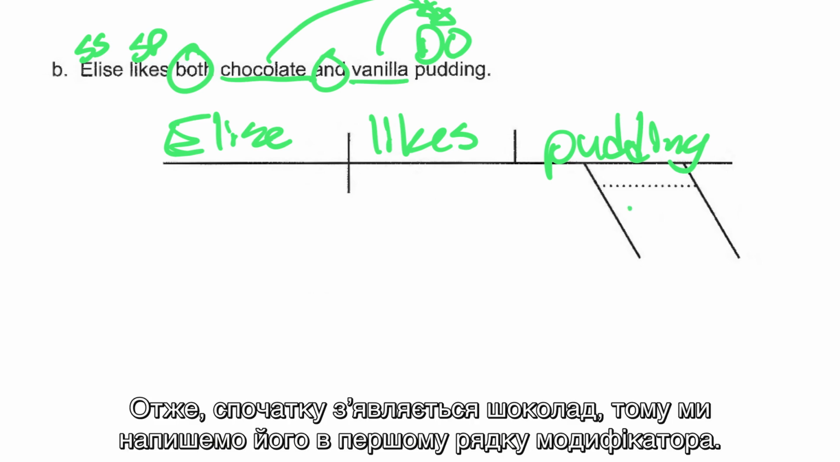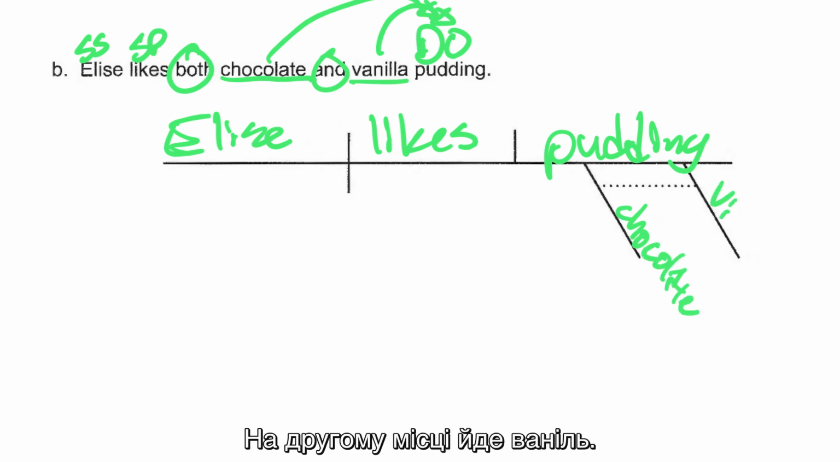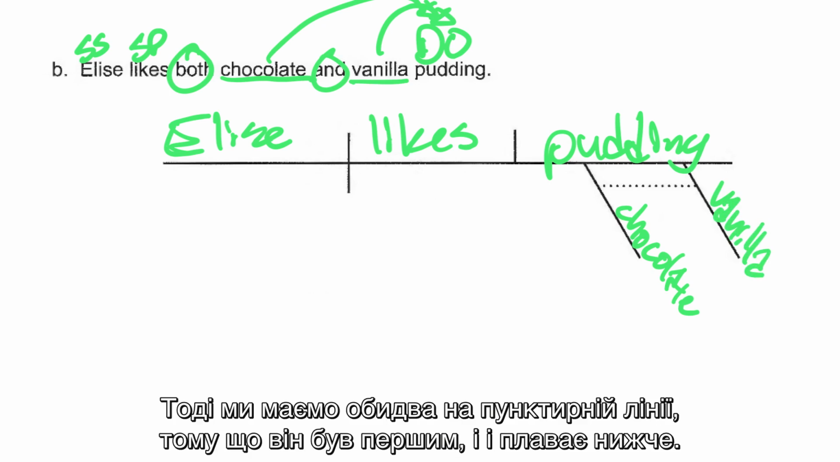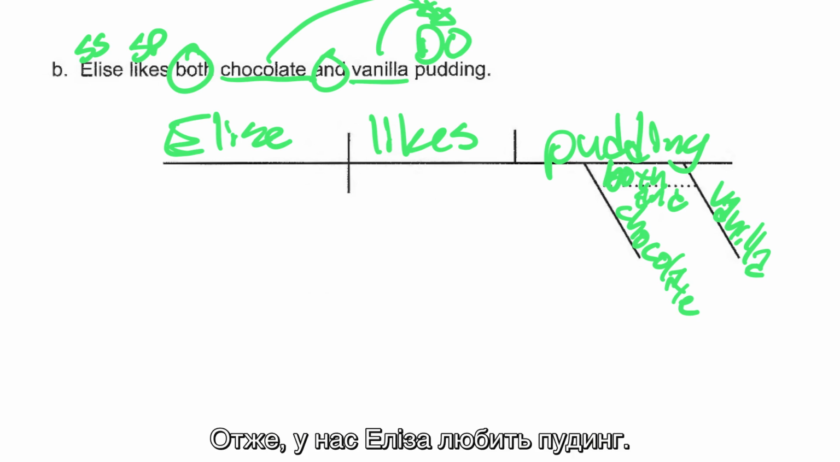So chocolate appears first, so we'll write that one on this first modifier line. Vanilla appears second. Whoops, vanilla. Then we have both on the dotted line because it came first, and floats below. So we have Elise likes pudding. Elise likes chocolate pudding. Elise likes vanilla pudding. Elise likes both chocolate and vanilla pudding.